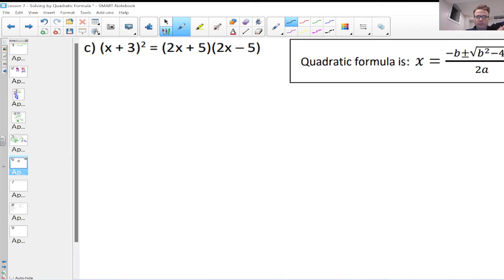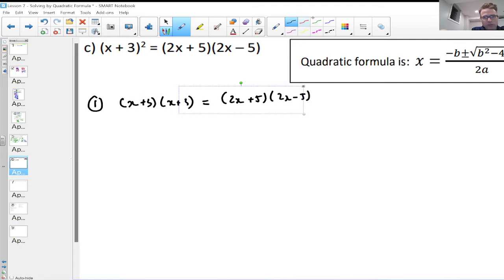Here's my next example. My next example says this. So I want to solve this using the quadratic formula. So first thing I want to do is I'm going to FOIL it out. So this is really going to be x plus 3 squared equals 2x plus 5 times 2x minus 5. So we're going to FOIL the left and right side. So here we're going to FOIL this side and FOIL this side.